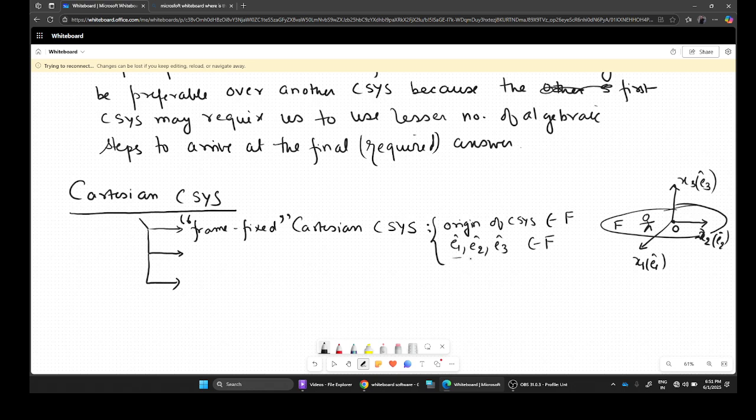Note that if E1, E2 and E3 are fixed in frame F, then whenever you come across such derivatives, time derivatives of these unit vectors, you can set them to be 0. While performing various algebraic operations, you may come across these terms, and they can all be set to 0 if you are dealing with a frame fixed Cartesian coordinate system.